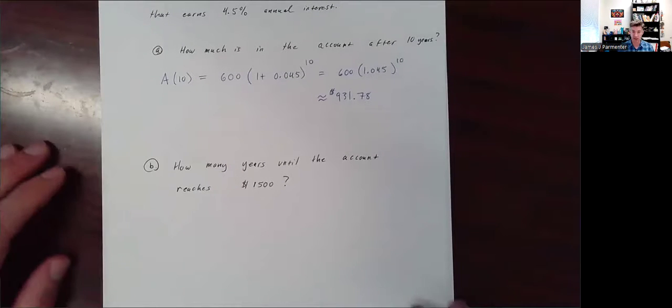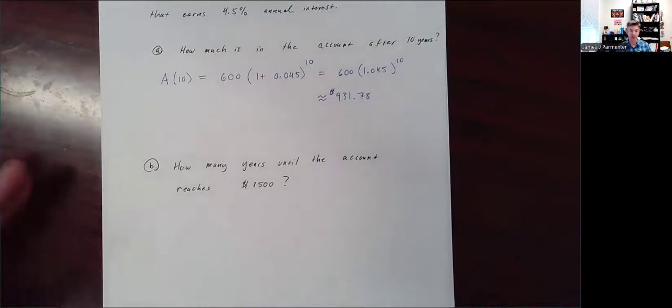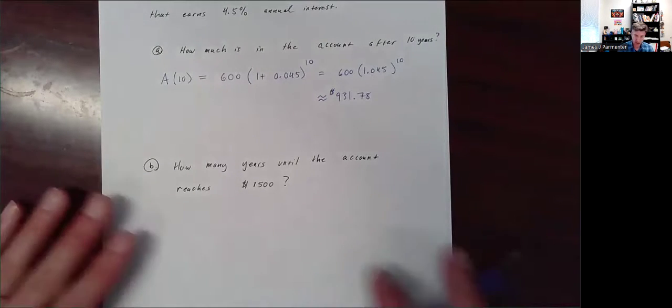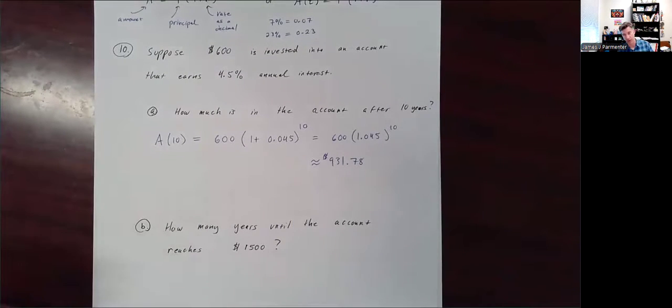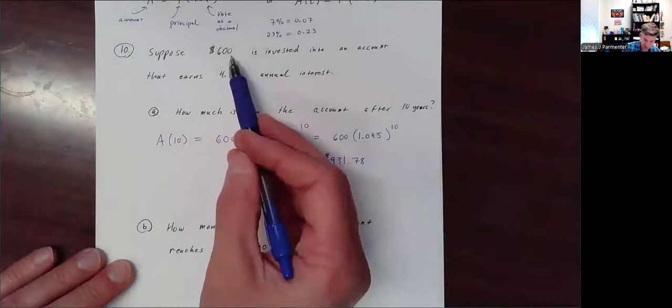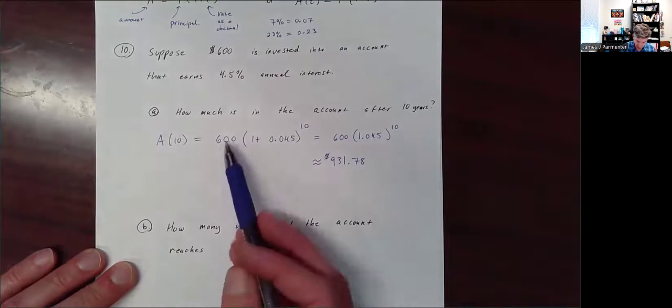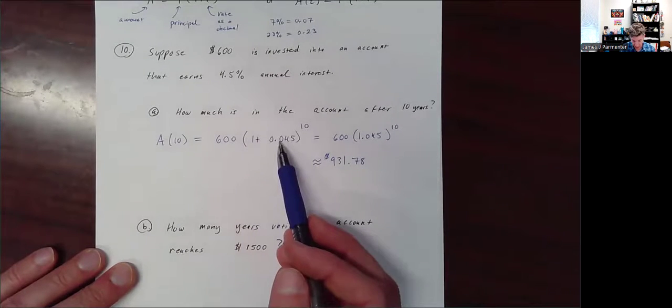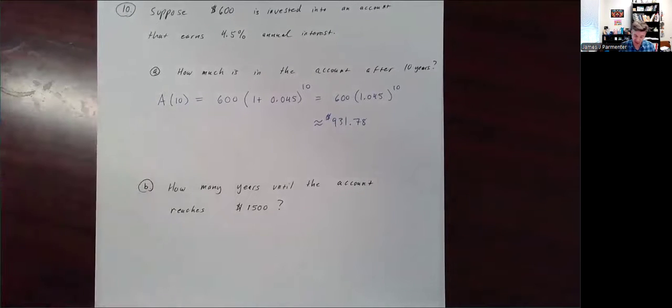All right, so the next one. How many years until the account reaches $1,500? For most of these questions, you'll know 2 of the pieces of information and have to find the missing one. So in this problem, we know the principal, we know the interest rate, we know how much money we're going to have, and we're asking how much time does it take. So we're still going to write the same equation, fill in the things we know, and we'll solve for the thing we don't.